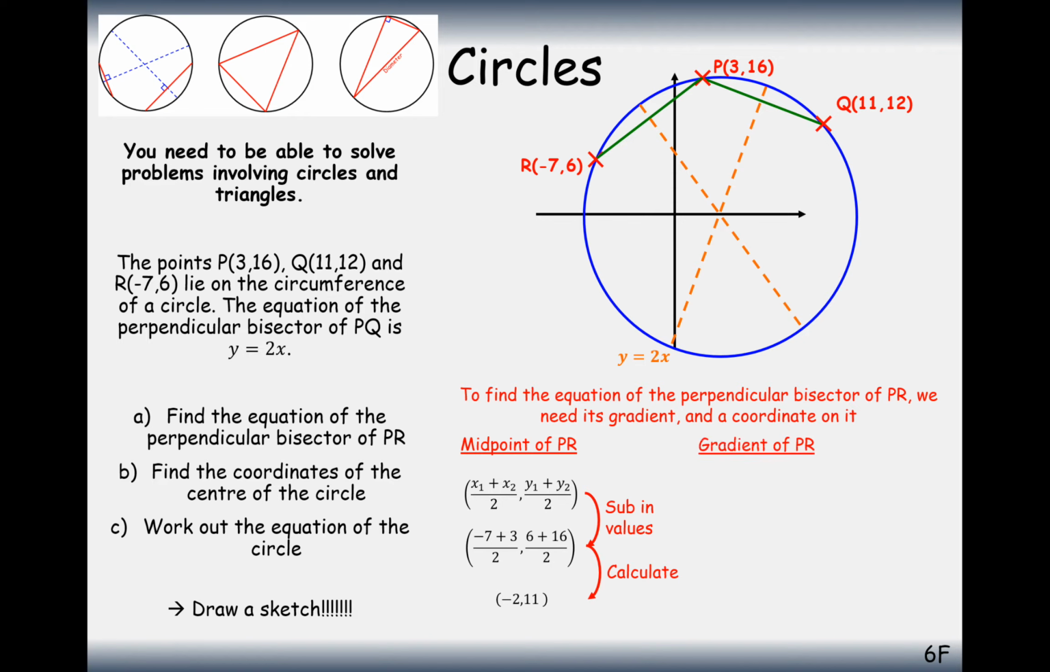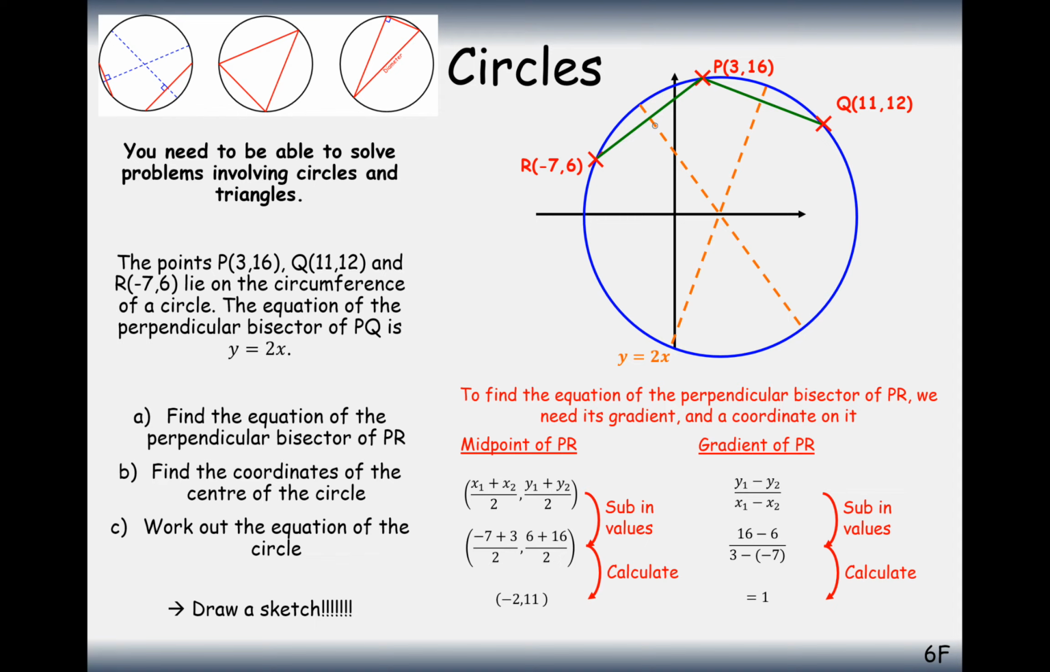The next thing we need to do is the gradient of P to R, and then we'll right angle it afterwards. We do difference in y over difference in x. It doesn't matter which way around these two coordinates go. So here we're going to get 1 as the gradient of the green line. It goes across 10 and up 10, so that's a gradient of 1.